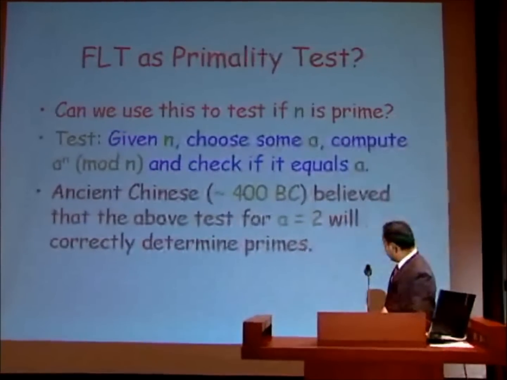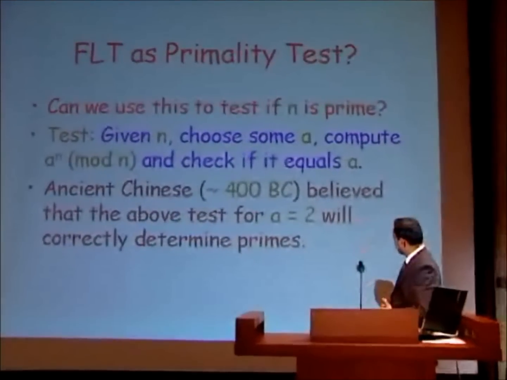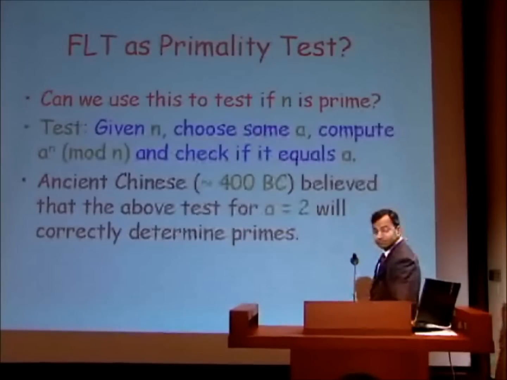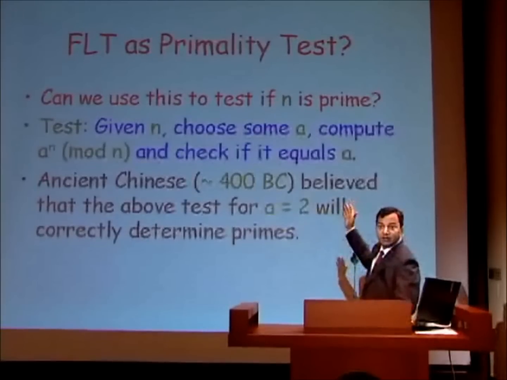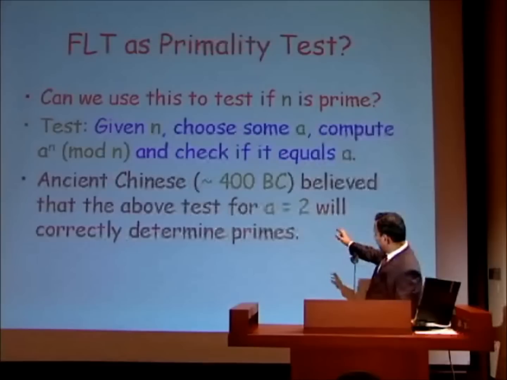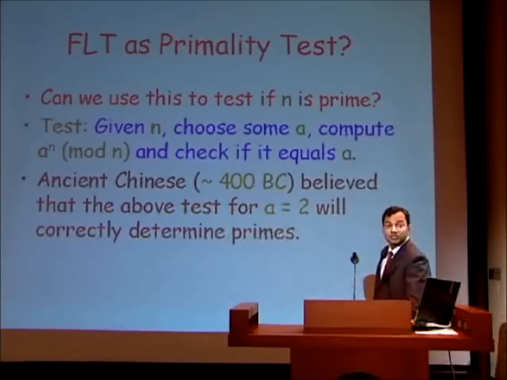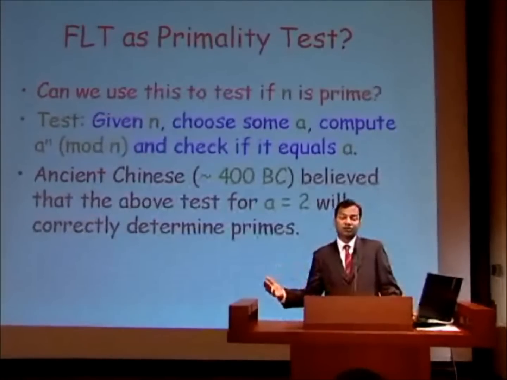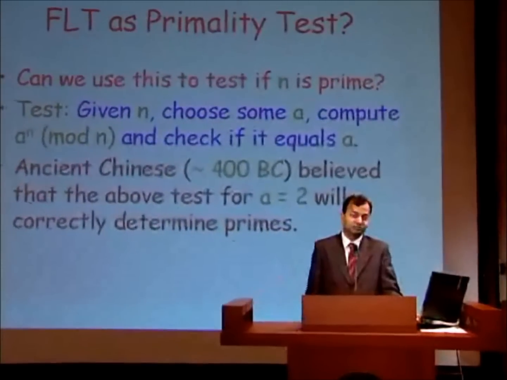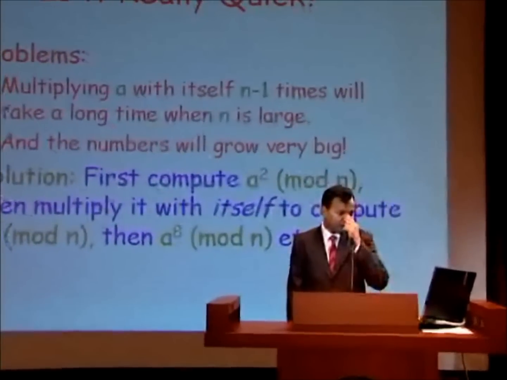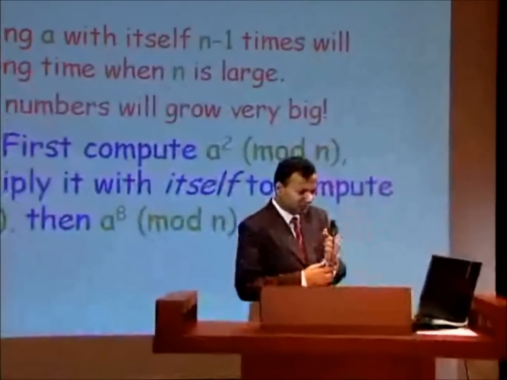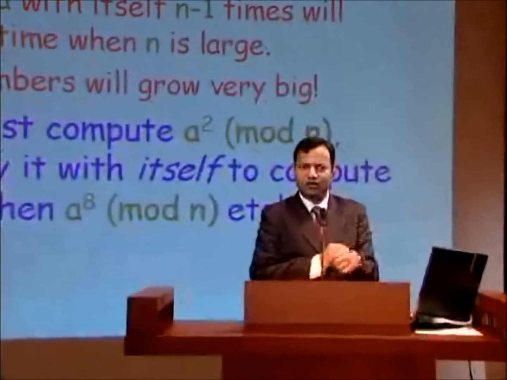In fact, interestingly, the ancient Chinese, about 400 BC or that period, believed this to be a right test for primality, where in fact they believed it for a equals 2. That is, if 2 to the n equals 2 modulo n, then n is prime, otherwise not. But before looking at this, let's first see if it is really quick.